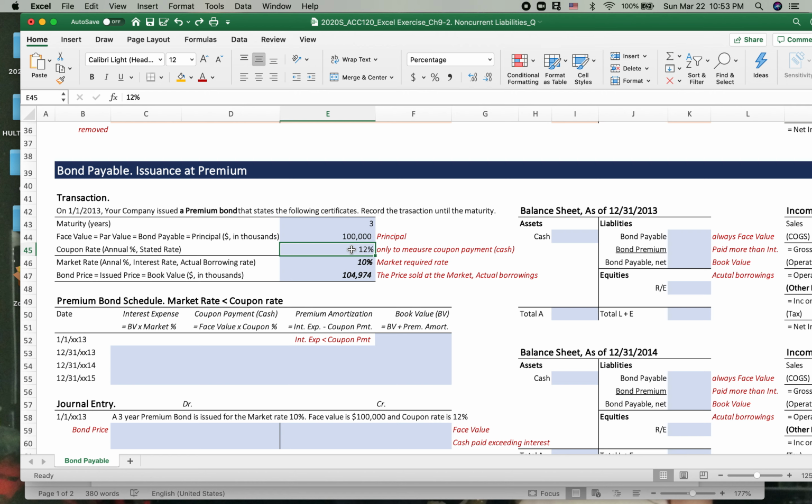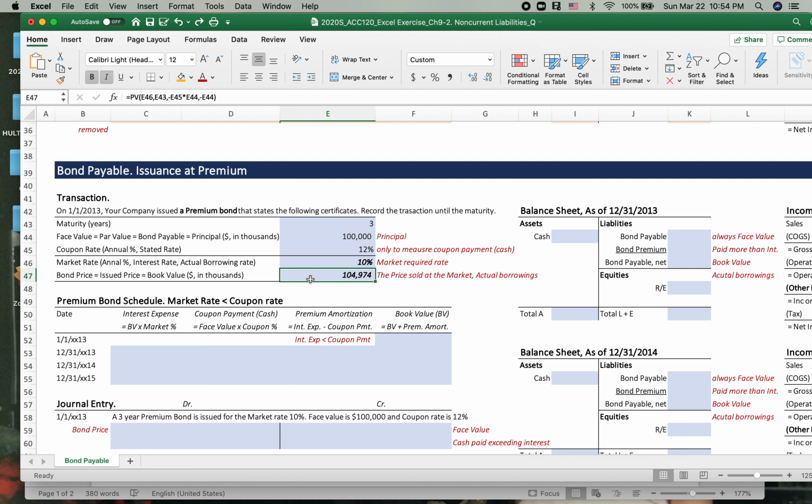But the market rate is just 10%. That's why the bond price is greater than the face value by 4,974. The company received this premium when it issued the bond. So the bond price, issued price, or book value on the balance sheet is 104,974. But at maturity, the company will pay back $100,000. That's the point of the premium bond.